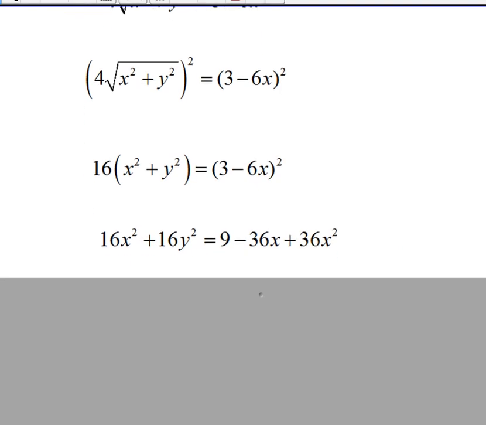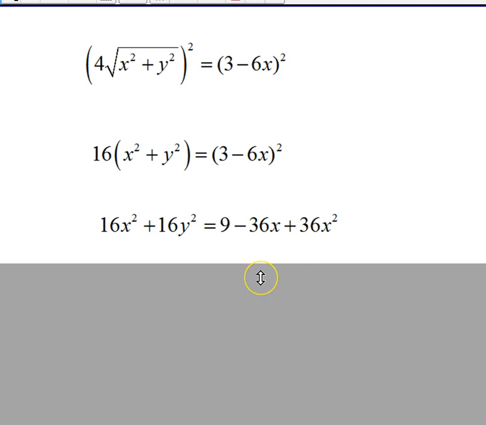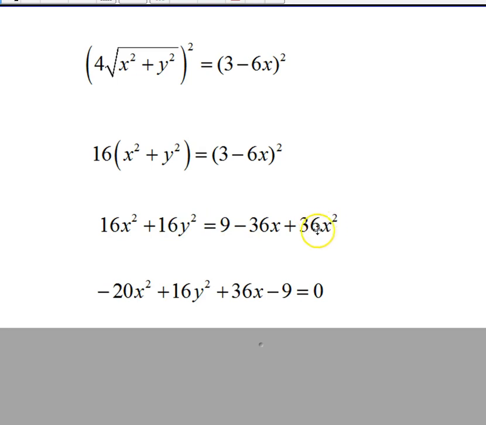And the very last step then is to put this in general form. Since this is a conic, I'm going to put it in a form where I have first all the x squared terms, then the y squared terms, then the x, then the constant equal to 0. So subtracting 36x squared from both sides gives me negative 20x squared plus 16y squared. Add 36x to both sides, and then I have plus 36x. Subtract 9 from both sides, minus 9 equals 0. Since I have two squared terms, one of which is negative and one of which is positive, I know that this is the equation of a hyperbola. So I have been successful.